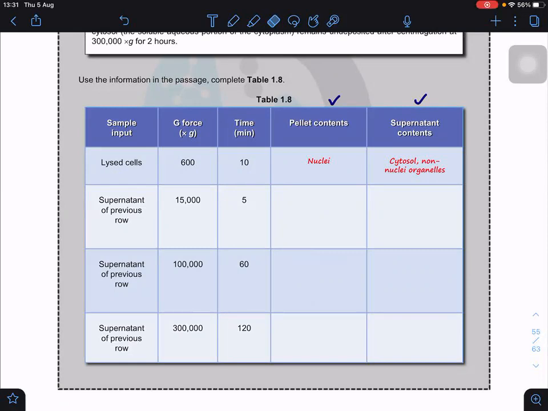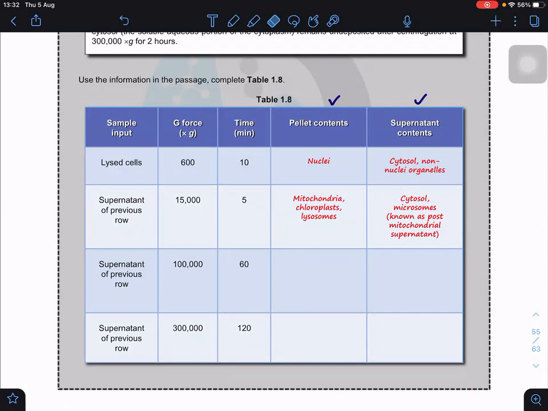So we continue to spin it at a low speed. Okay, so supernatant from the previous row. Okay, so supernatants, then spin the 5 minutes. What we're going to get here, we're going to get mitochondria, chloroplast, or lysosome. We just need to know the products of the pellets and also the supernatant. So supernatant will get the microsomal, okay, microsome or microsomal components. Okay, so cytosol and also the microsomal component.